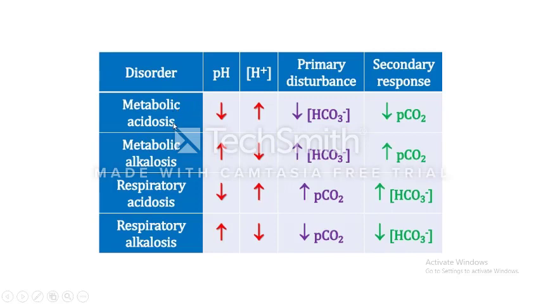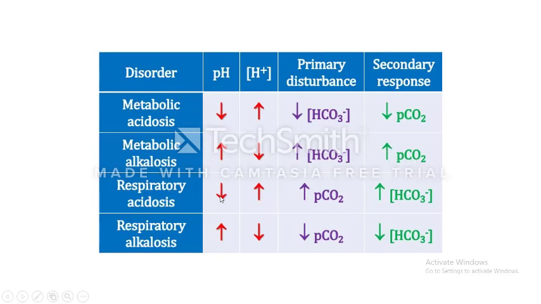If metabolic acidosis is there, pH is always low, hydrogen ion concentration is high, and the primary disturbance is a low concentration of bicarbonate, and the secondary response is that the carbon dioxide partial pressure becomes low. In metabolic alkalosis, pH is high, hydrogen ion concentration is low, the primary disturbance is a high concentration of bicarbonate, and the partial pressure of carbon dioxide is also high.